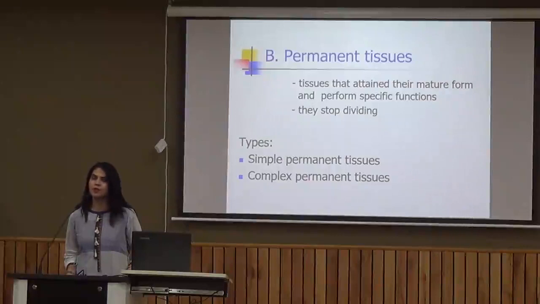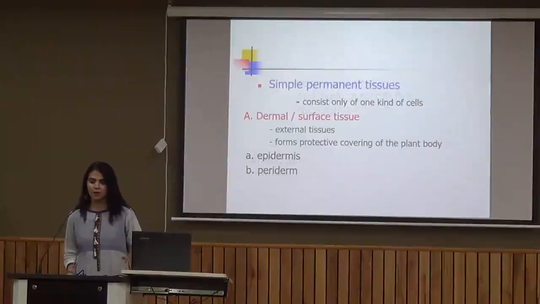In the case of permanent tissue, there are again two types: simple permanent tissue and complex permanent tissue. Now we need to classify simple and complex permanent tissue further. Simple permanent tissue consists of only one kind of cell. The first is the dermal or surface tissue, the tissue present on the surface of the plant. Basically in NCERT, in CBSE, we are just going to deal with the epidermis.